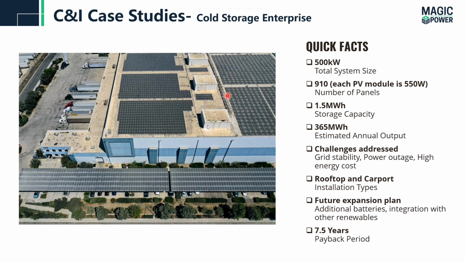The next one is a cold storage enterprise. If you look at the quick facts of the project, the total system size is 500 kilowatt, and the number of solar panels installed in this project is 910. Each PV module is 550 watt. The storage capacity for this project is 1.5 megawatt hour. Annual estimated output for this system is 365 megawatt hour.